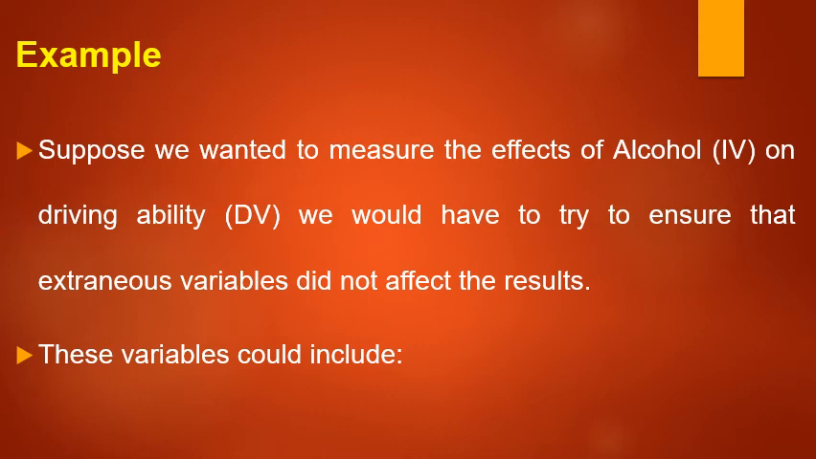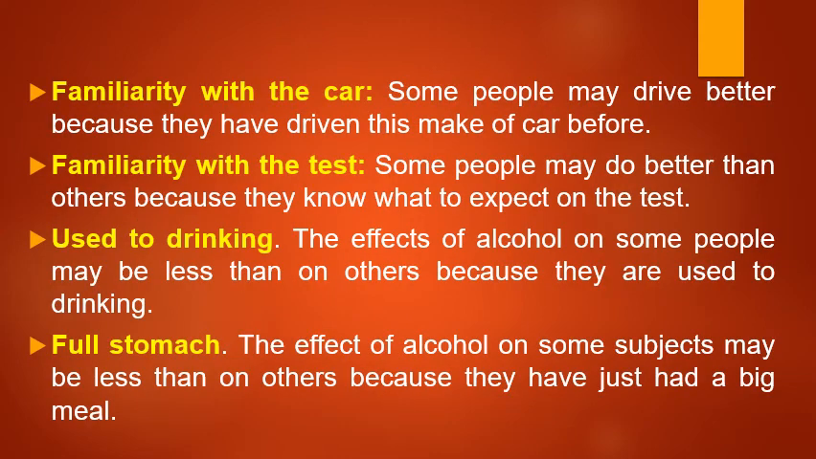So we have some extraneous variables that can affect your research study here. Those variables are, one, familiarity with the car. For example, some people may drive better because they have driven this make of car before. Okay, so they have their own car of a similar model, so they can manage well even if they have consumed alcohol. This is one extraneous variable. Then familiarity with the test. Some people may do better than others because they know what to expect on the test. Okay, so some people know what the researcher is expecting, so they may act according to the expectations of the researcher. Again, it will give false results.